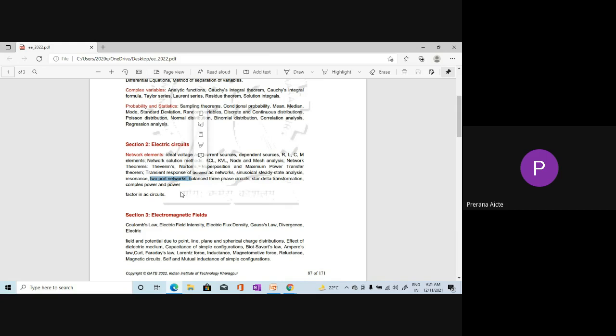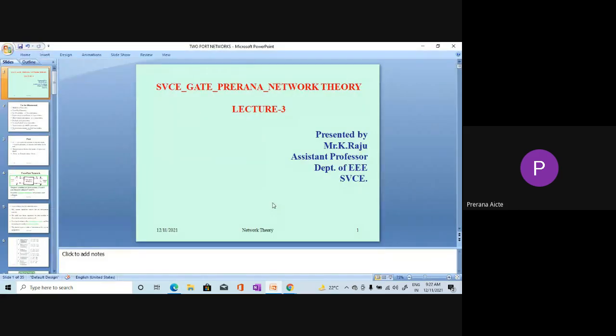Before going to two-port network problems, we have to understand what two-port networks are, and how many types of two-port networks are available. How we have to understand the two-port network concepts in real time, that is what we have to understand. Right. We will proceed.